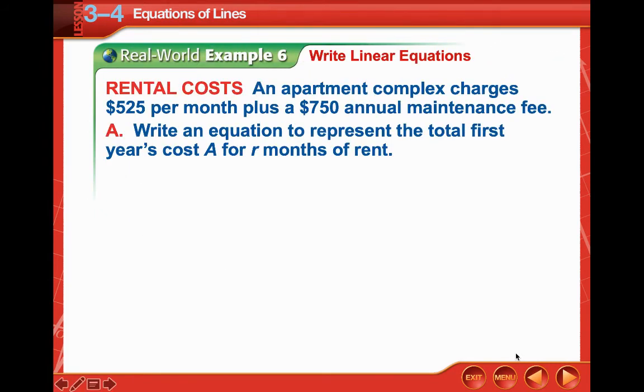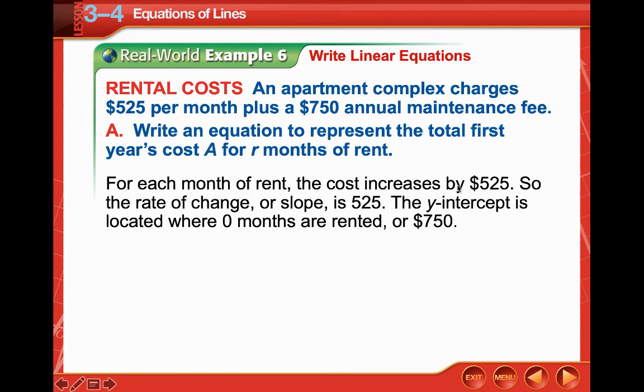All right, rental costs. An apartment complex charges $525 per month plus $750 of annual maintenance fee. Wow. Write an equation to represent the total first year's cost A for R months of rent. Okay? So A is going to be similar to our y. R is going to be similar to our x. So it's going to be y equals mx plus b. This is going to be our slope times how much it is per month. And this is going to be our y-intercept. So for each month of rent, the cost increases by $525. So the rate of change or slope is $525.